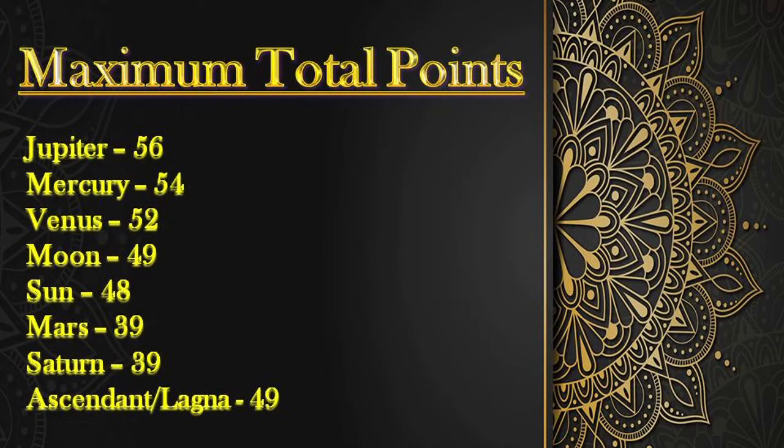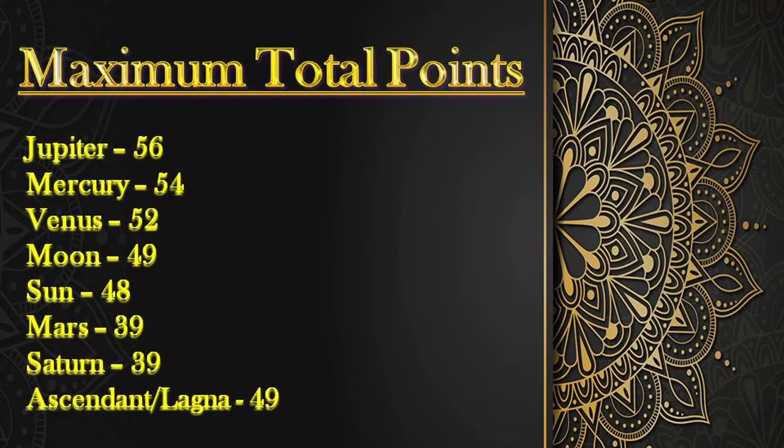So, now we already know that each of the 7 planets and the ascendant distributes points to the houses. But each of these 8 bodies has a maximum limit of points that they can distribute. This chart shows that limit. As you can see, Jupiter has the highest limit. So a total of 56 points can be distributed to the 12 houses. Next, Mercury has 54 points, Venus has 52 points, Moon has 49 points, Sun has 48 points, Mars and Saturn each have 39 points. While the ascendant has 49 points.